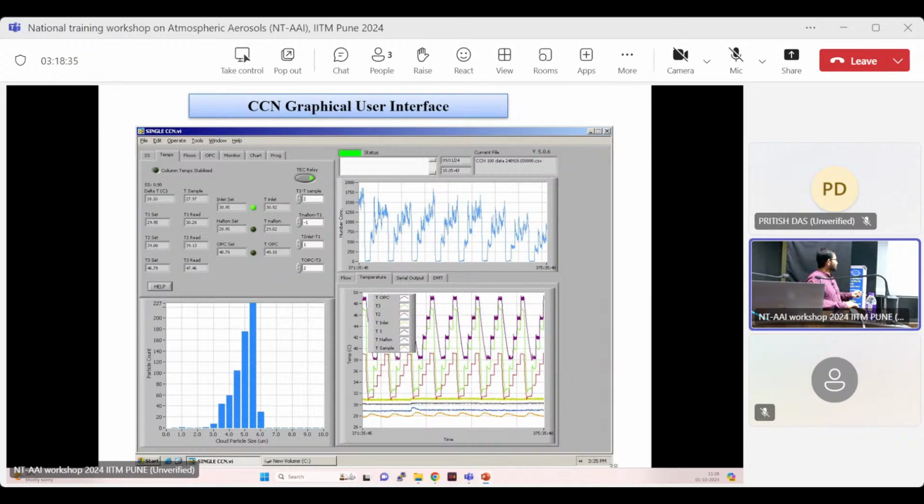This is the software interface where you can see a different set of delta T. It is increasing, and your CCN concentrations are also increasing. Suppose you have 0.1% supersaturation and 1% supersaturation, in which condition will your CCN number concentration be high? At higher supersaturation, because you have more moisture for smaller particles to grow. In the same way, if you increase your delta T, that means you are increasing your supersaturation, and your number concentrations are going up. You will be seeing all these things again tomorrow, so I'm just quickly skipping.